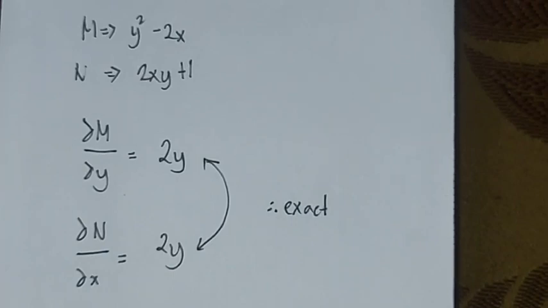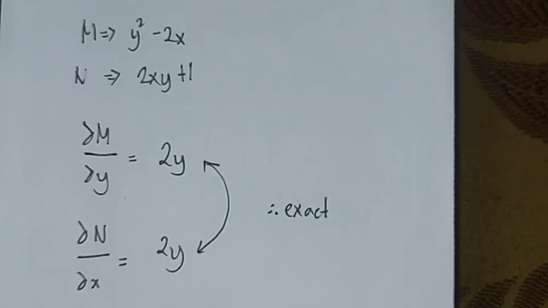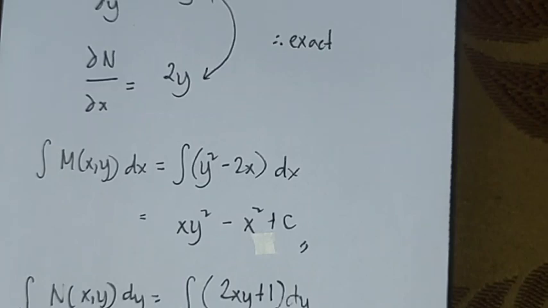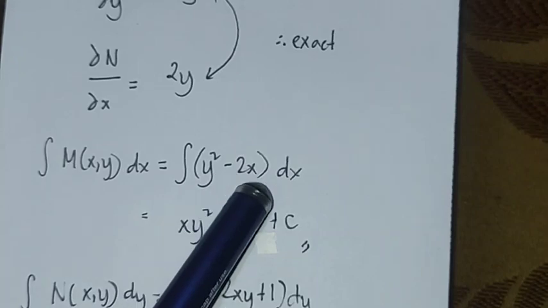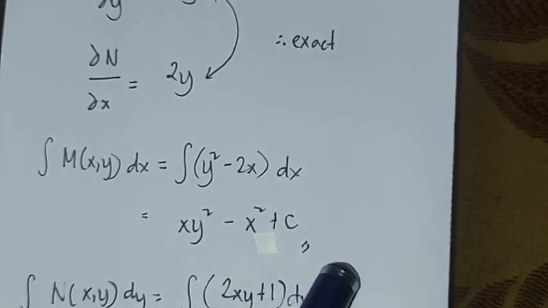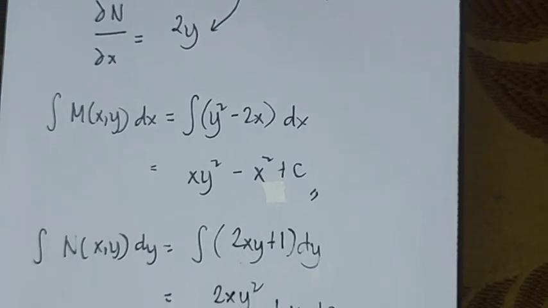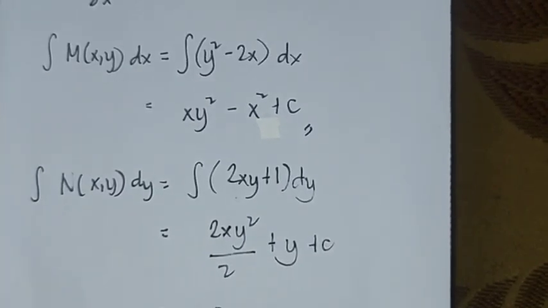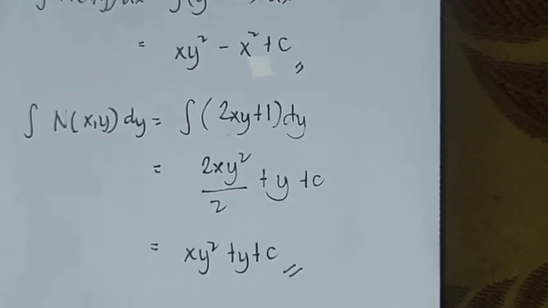So, given na exact, dun muna integrate yung dalawa. So, kunin natin muna yung integral ng y squared minus 2x. So, integral ng y squared minus 2x with respect sa dx, magiging xy squared minus x squared, kasi ito is negative 2x squared over 2, kaya negative x squared plus c. Tapos, yung isa naman, with respect sa dy, integral ng 2xy plus 1 dy. So, ito is magiging 2xy squared over 2 plus y plus c. Makakancel yung 2, maiiwan is xy squared plus y plus c.